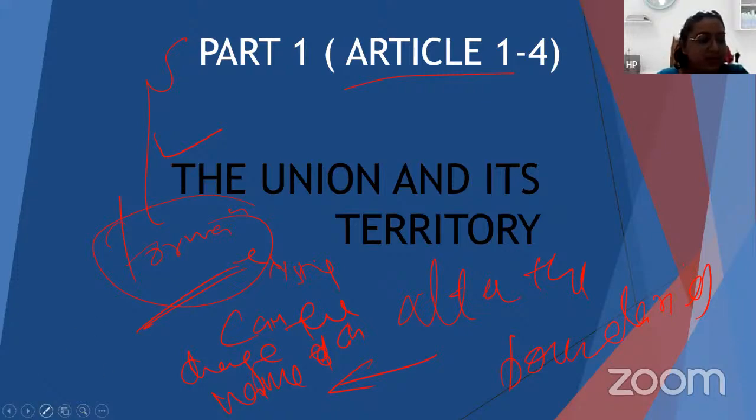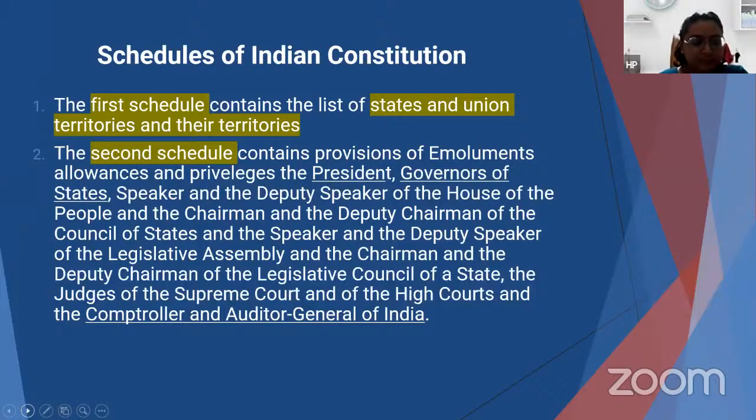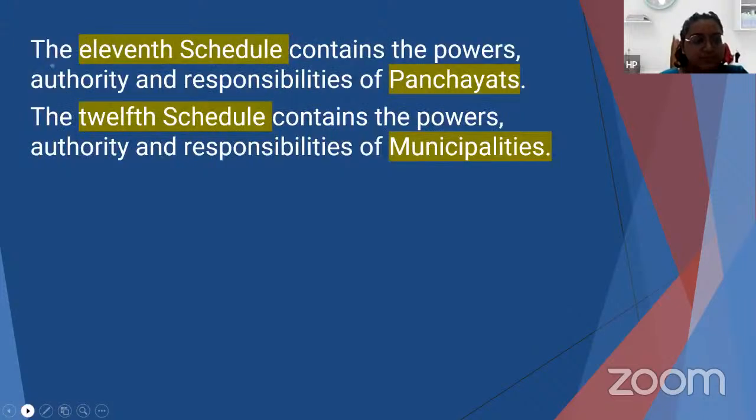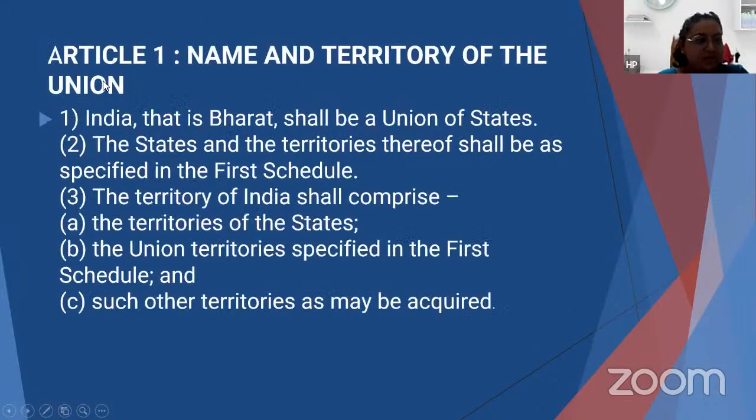I hope this is clear. Now we will move forward to our today's class. Let's just look into Article 1 to 4. Here I have discussed part of our Indian Constitution and the important articles related to it. If you want to revise it, just pause it over here in the earlier video and you can see it again. Then we have discussed all the 12 schedules and the questions related to these. Now I would like to just revise this.